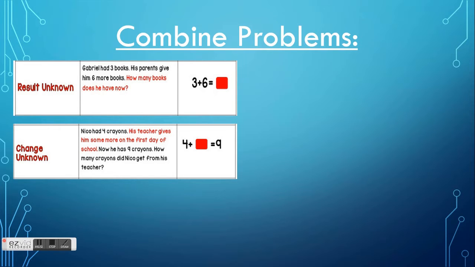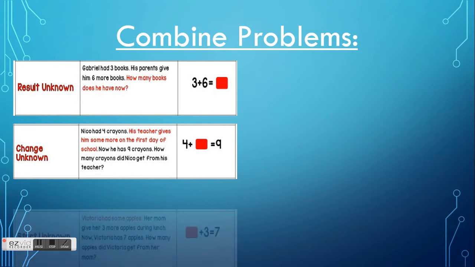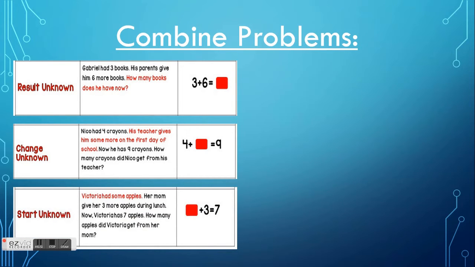So a change unknown, we don't know what they got, but we know the answer, which is a little bit of a mind shift for kids. They're used to answer being after the equal sign. So this is kind of a switch from that. And the last one is the start unknown. Again, another switch where you don't know what you started with. You know what the change is, and you know what you ended up with.